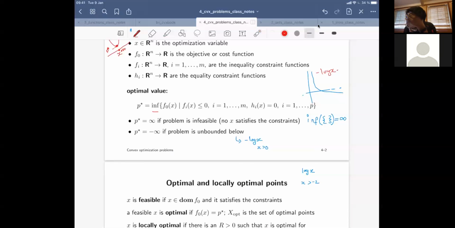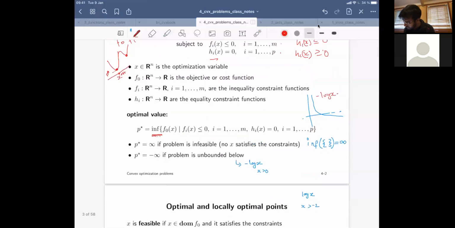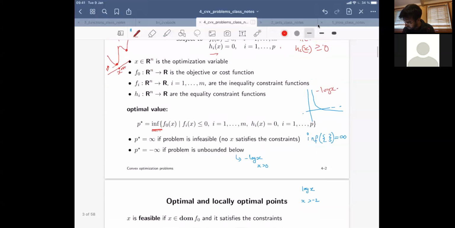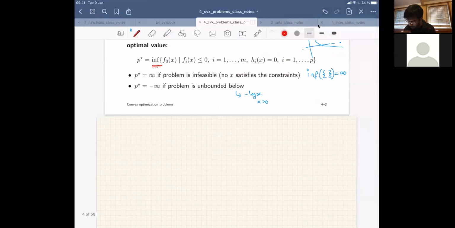Another concept is infimum. Another point you have to see is infimum. Let's take an example: simply minimize x, where x has to be in this set. So what will be the p star here?